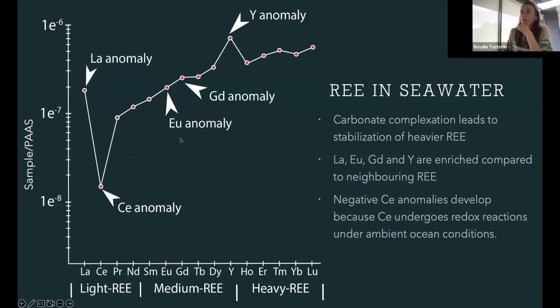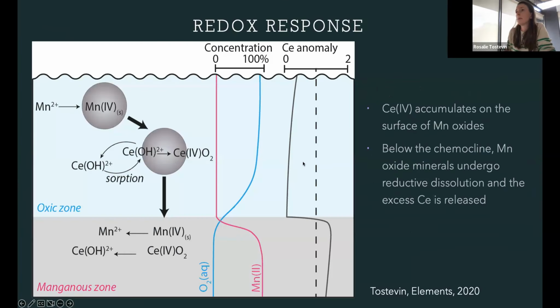And then on top of this, we have two additional anomalies which are generated by redox changes. The first is europium, which is only generated under really strongly reducing conditions like those we may find in hydrothermal settings. And then the cerium anomaly, which is generated under more ambient seawater redox conditions. So I'll go into a bit more detail on cerium. It's kind of the star of the show within the rare earth element series. And this is just a little cartoon showing the systematics of how cerium anomalies are generated.